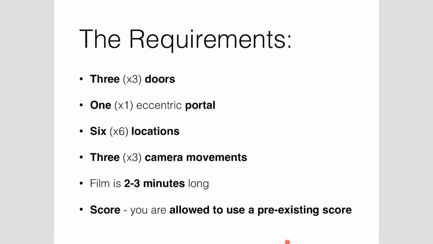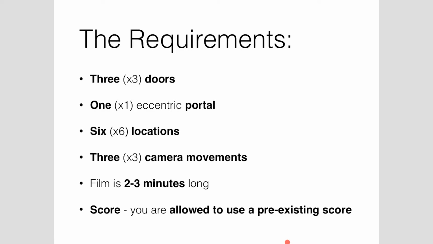You're asked also to do 1 eccentric portal. An eccentric portal can be anything. It can be the idea that you jump into a trash can and then you come out on a beach. It can be that you climb through a swing set and you end up somewhere else entirely. So be clever about your eccentric portals and plan them well. We're asking you to have 6 locations. And when we talk about 6 locations, this is where the creative geography comes into place.